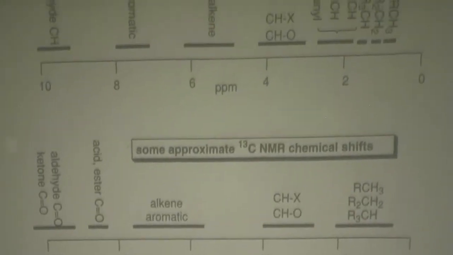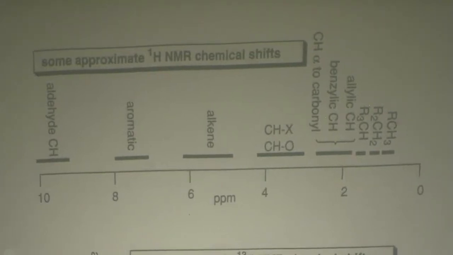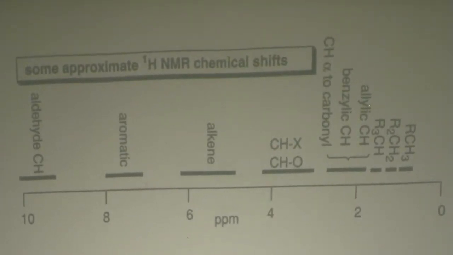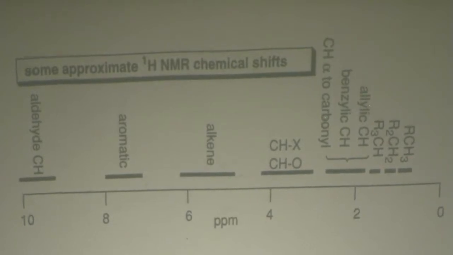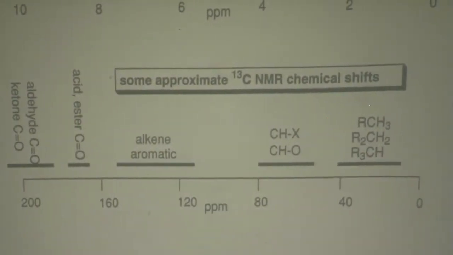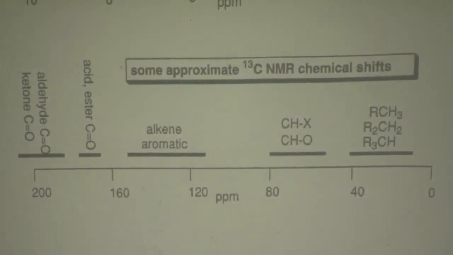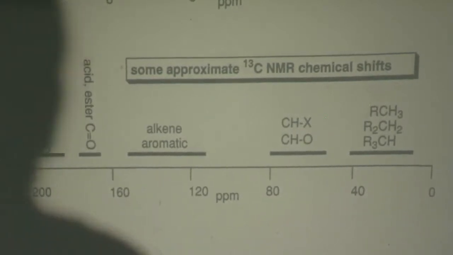Just as I had my little pigeon drawing of what to look at in reading a proton NMR spectrum, I have my little pigeon drawing of what to look at when reading a C13 NMR spectrum. In other words, this type of region is aliphatics. Here you have a carbon next to a significantly withdrawing group like an oxygen. Here's your alkene aromatics. Here's your esters and acids. Then you go to aldehydes and ketones.